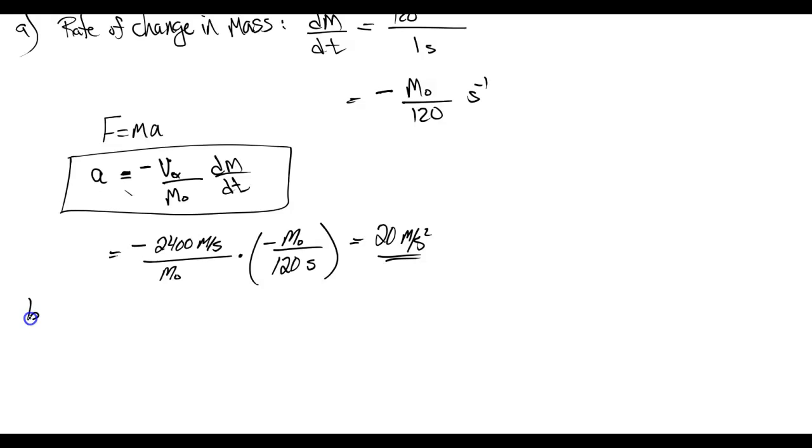Part B says find the speed at the end of the time of the 90 seconds if it keeps continuing going this way. Velocity final equals velocity initial plus the relative speed times the natural log of the mass over remaining mass. So the ratio of the masses.